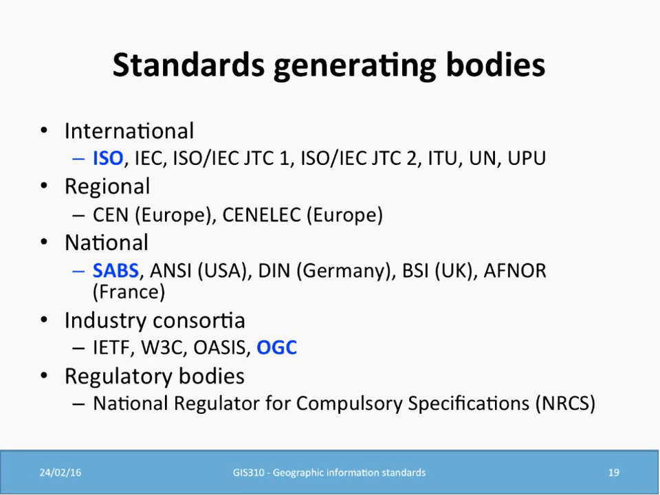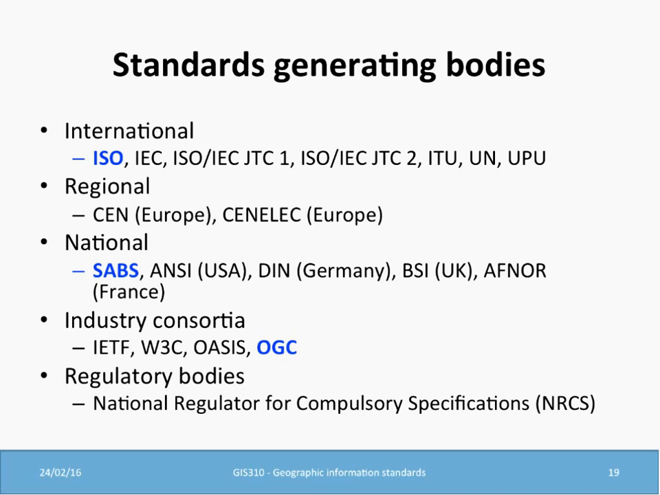Okay, so standards generating bodies. So internationally, I think all of you have heard about ISO somewhere. So they're probably the most predominant body out there. Then the IEC, which is more focused on electronics. Then the ISO and IEC have some joint commissions as well that do a lot of work together. The UN has a lot of standards on disaster management, addressing, etc. And then UPU, talking about addressing, they're the Universal Postal Union. So they do a lot of work on addressing for mail purposes.